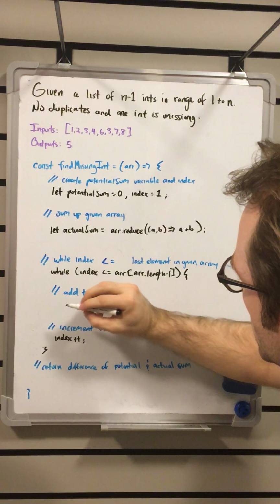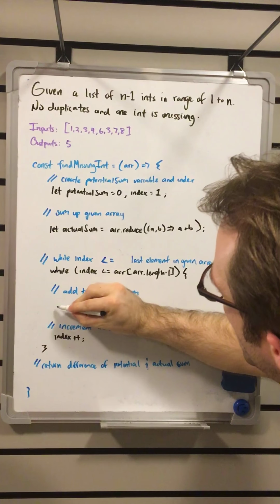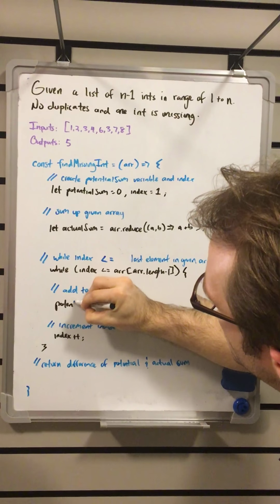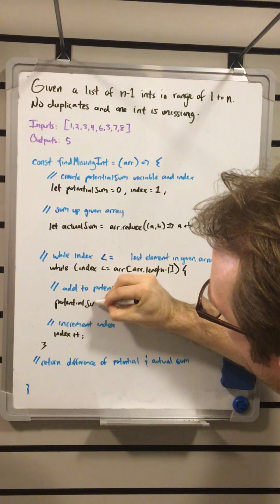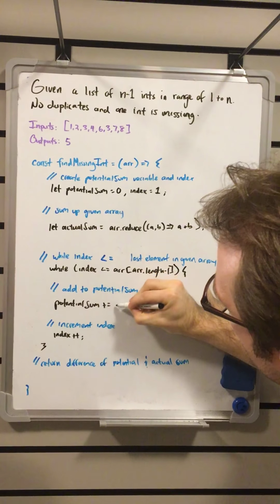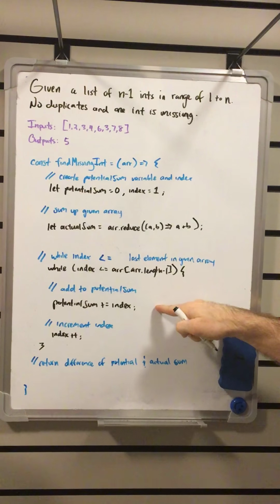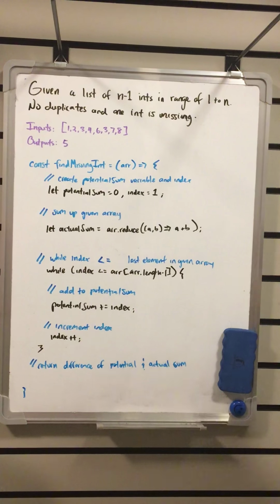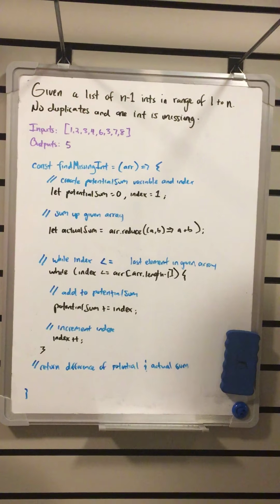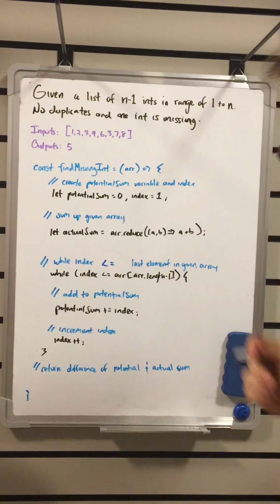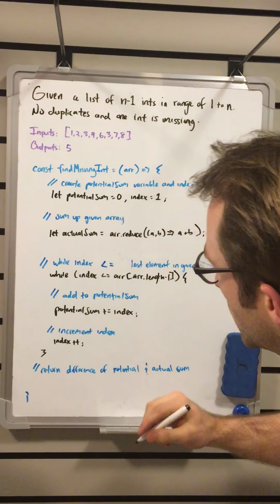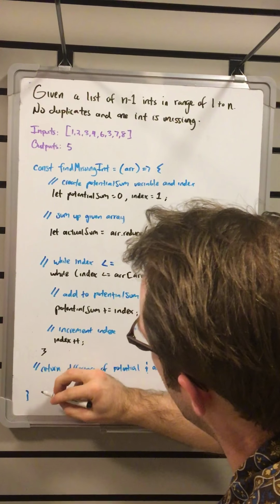And we're going to add to the potential sum variable. We're going to say potential sum plus equals the index. So we'll start at 1, then go to 2, then 3, then 4, 5, 6, 7, 8. So eventually we have the potential sum that it would have been if 5 was inside of that array.